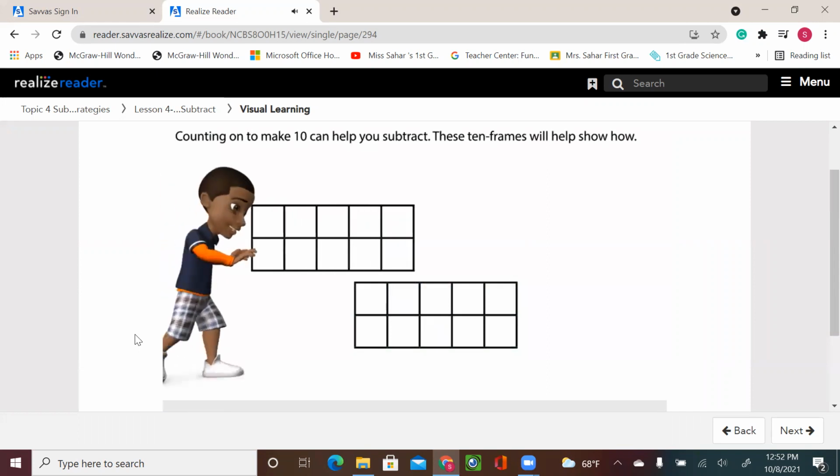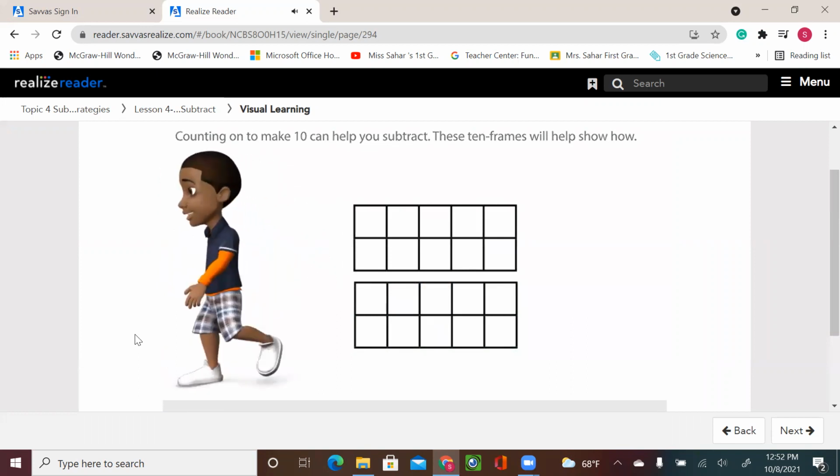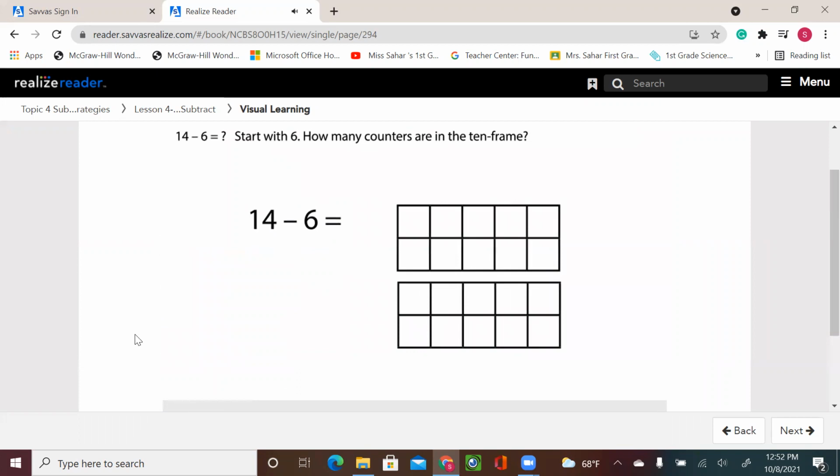Counting on to make 10 can help you subtract. These 10 frames will help show how. 14 minus 6 equals. Start with 6. How many counters are in the 10 frame? 6 counters are in the 10 frame. How could you find out how many more counters would make 10? If you look at the 10 frames, you see that there are 4 boxes empty to make 10. You could count up. Add 4 to 6 to make 10.